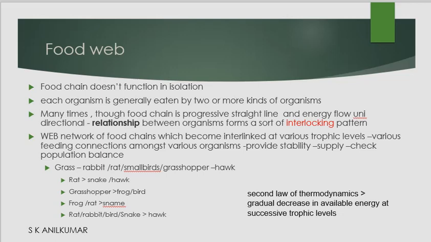Many times it is not a straight line. The food chain is a straight line, but the food web is not. Though the energy flow is unidirectional, more than one type of organism prey on the lower level. This network of food chains becomes interlinked at various levels, maybe at primary consumer or primary herbivore, secondary carnivore, tertiary carnivore, some level or the other. This feeding connection is related. Why? Only in this way will there be stability. Stability means supply of food for all constituents of the ecosystem, and then the population will be in check.